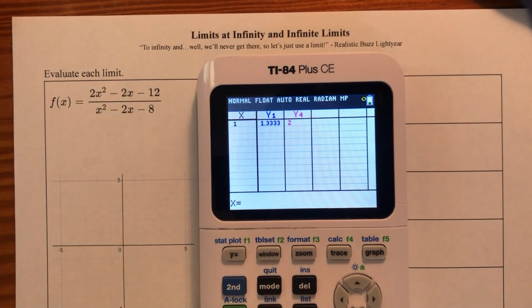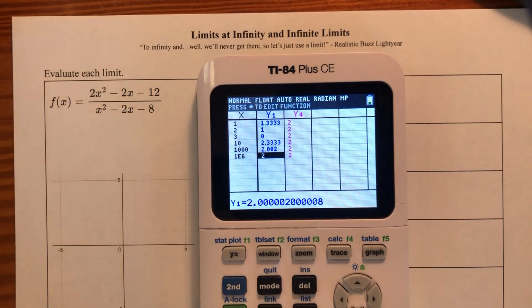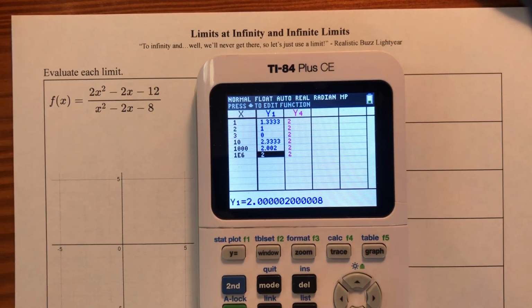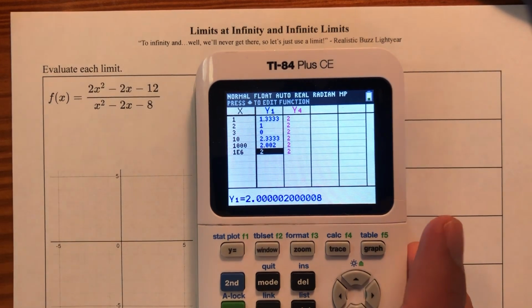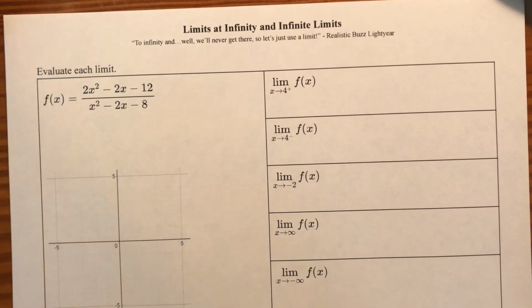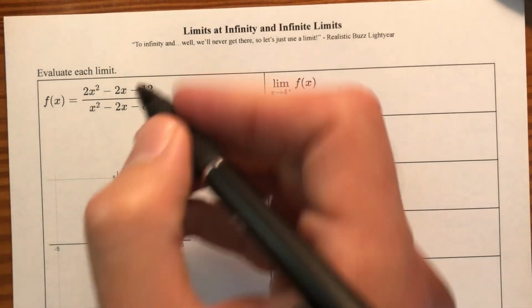So I could plug in a 1, I could plug in a 2, a 3, a 10, 1,000, a million. Now, I just told you that we'll never get a 2 right here, and we didn't. Eventually, a 2 will pop up because the calculator doesn't have the capacity to give all the decimals it needs to give. But it will never actually equal 2. So with all that in mind, let's begin this problem doing it the old-fashioned way, where we factor.